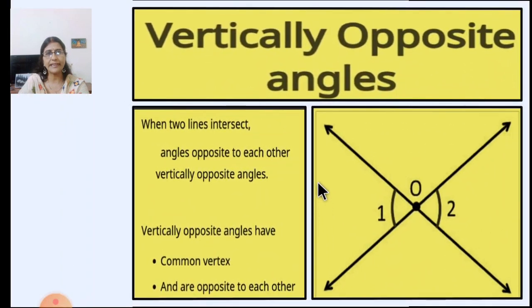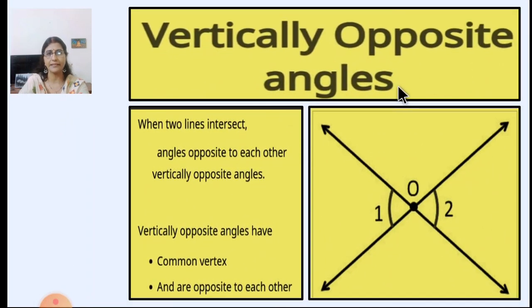Now children, let us understand vertically opposite angles. When two lines intersect, you can see here these are the two lines, angles opposite to each other are formed. You can see here angle 1 and angle 2 are marked. They are opposite to each other. Same way, if you draw one angle here, they are also opposite to each other. And these opposite angles are called vertically opposite angles.